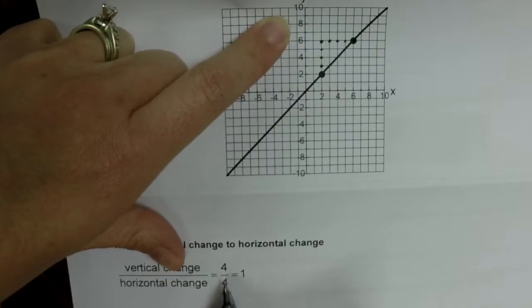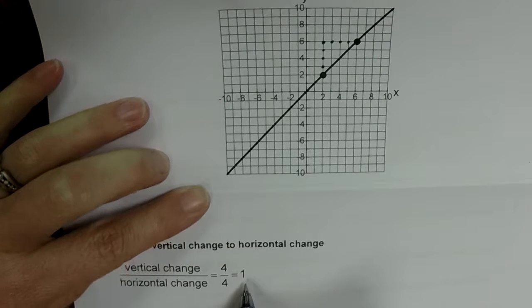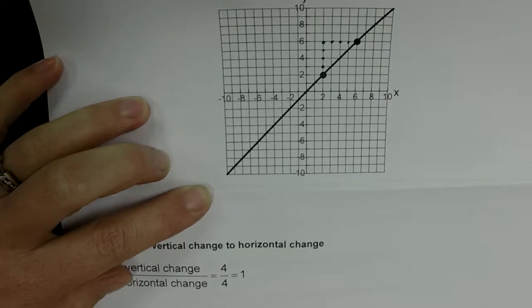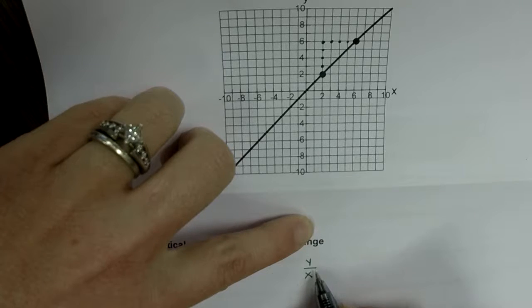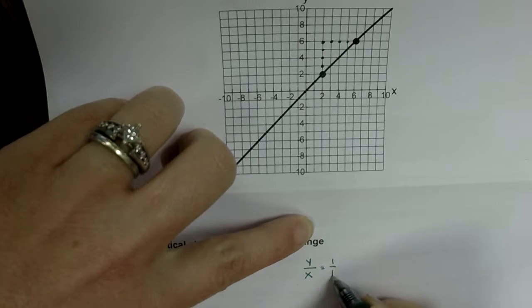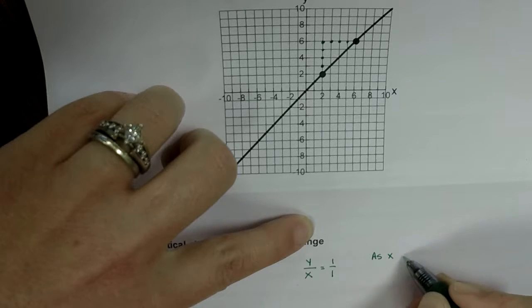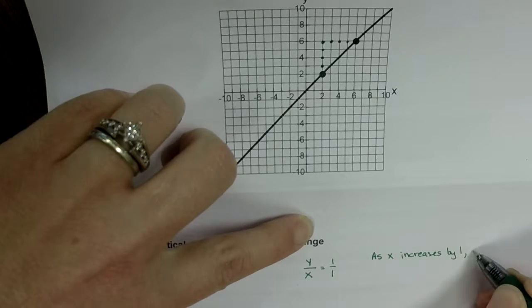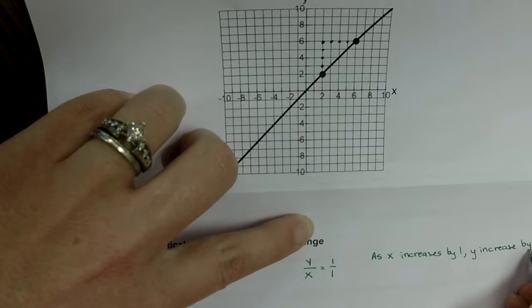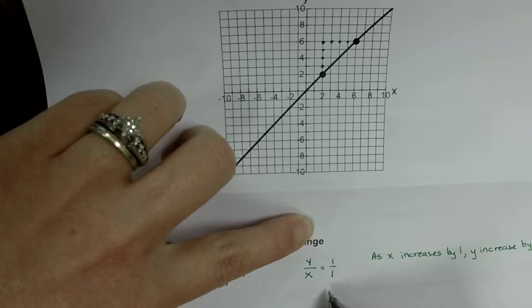over 4. Well, if I actually divide that in my calculator, it comes out as 1. The way that we could describe that is, if we have a slope, we said it's always y over x. So this one would be 1 over 1. So as x increases by 1, y increases by 1.